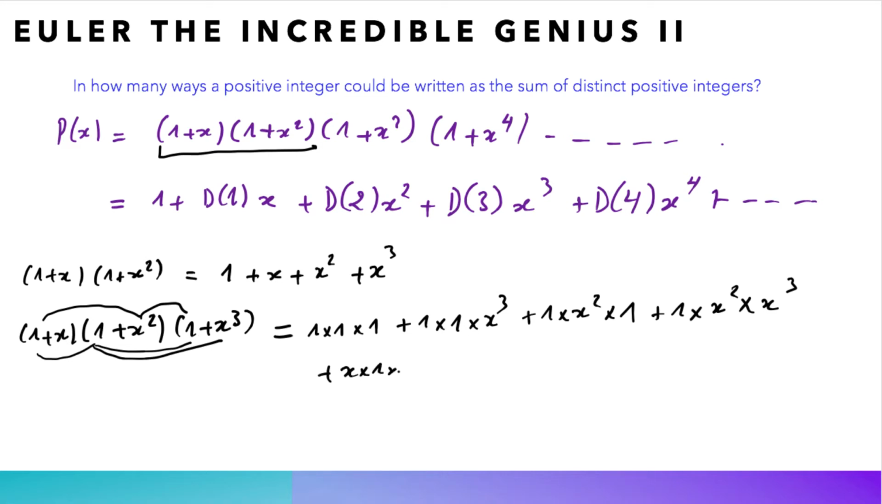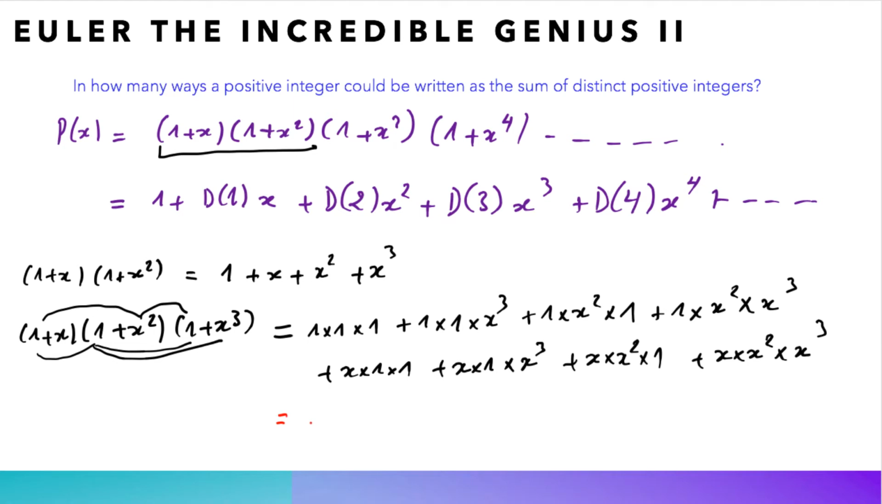times 1 times 1. This same x travels to 1 and then travels to x cubed, in which case we get plus x times 1 times x cubed. And now instead of traveling to 1, x will travel to x squared, and x squared will travel to 1, so we get plus x times x squared times 1, and finally plus x times x squared times x cubed.